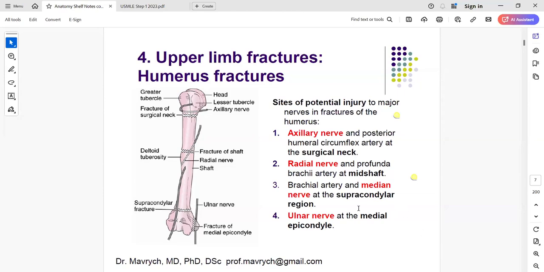All right, then there's obviously the brachial artery and median nerve at the supracondylar region. It's most commonly fractured in children, right? And then we have the ulnar nerve at the medial epicondyle. Not that important. 1, 2, 3 are the most important ones. All right, so this is for the humerus.